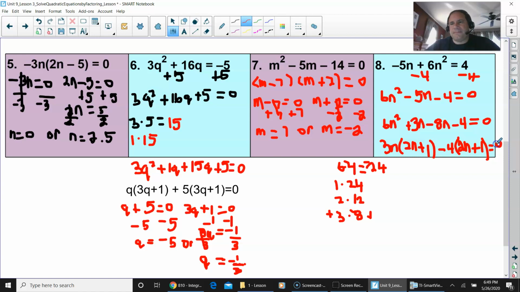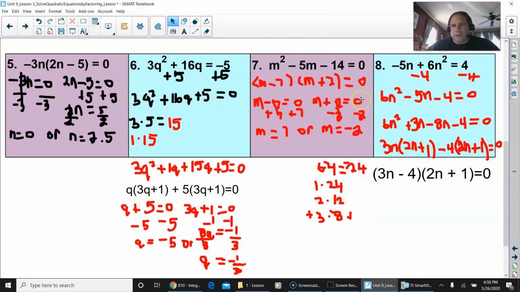Squeeze that in there. So now I'm going to separate all of the outside. I'm going to make that one equation equal to 0, and I'm going to make this an equation equal to 0. So there it is. 3n minus 4, put that in one set of parentheses, and then 2n plus 1, put that in one set of parentheses, make the whole thing equal to 0.